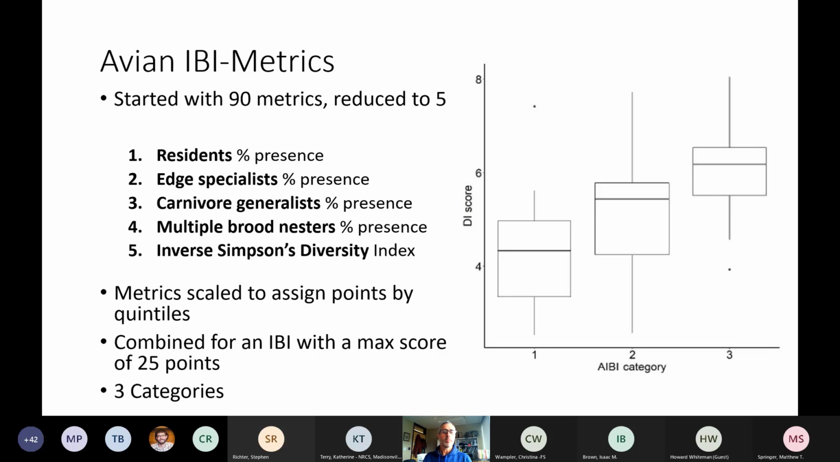And so the total max value for the avian IBI is 25 points, and it can be divided into 3 categories. And like with the vegetation IBI, we see a pattern that the avian IBI is correlated strongly with this disturbance indicator. So these different categories of the avian IBI reflect a gradient of disturbance. So again, keep in mind that you could potentially do multiple IBIs of these taxonomic groups, and it might tell you different things about the wetland in terms of its condition and its functions.